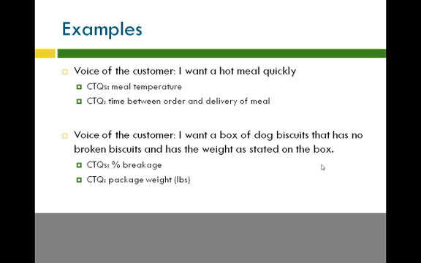So again, the voice of the customer is what the customer wants in their own terms, and the CTQs are those measurable key indicators that help us keep track of whether we give the customer what they want. Now, PCIs would be measurable entities that would influence the CTQs. For example, for percent breakage on dog biscuits, a PCI, a process control item, could be dryer temperature, because dryer temperature has an effect on the percent breakage.